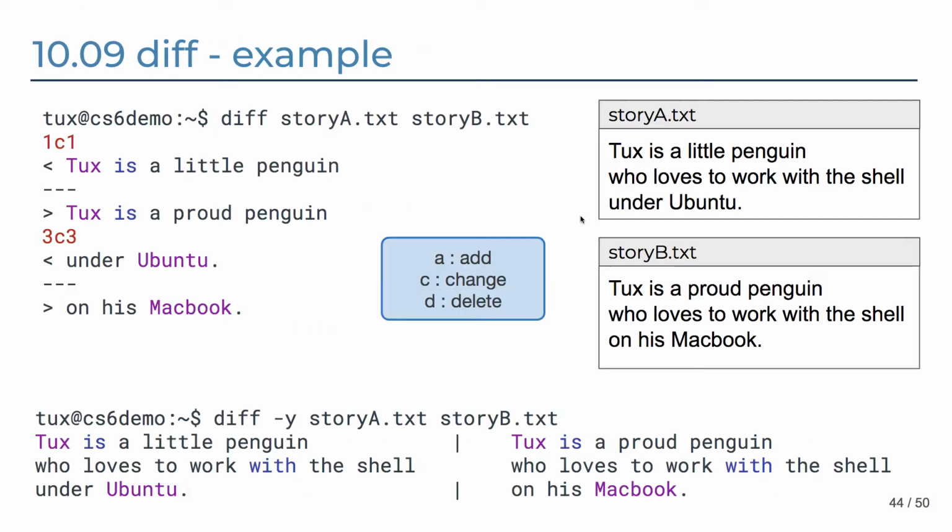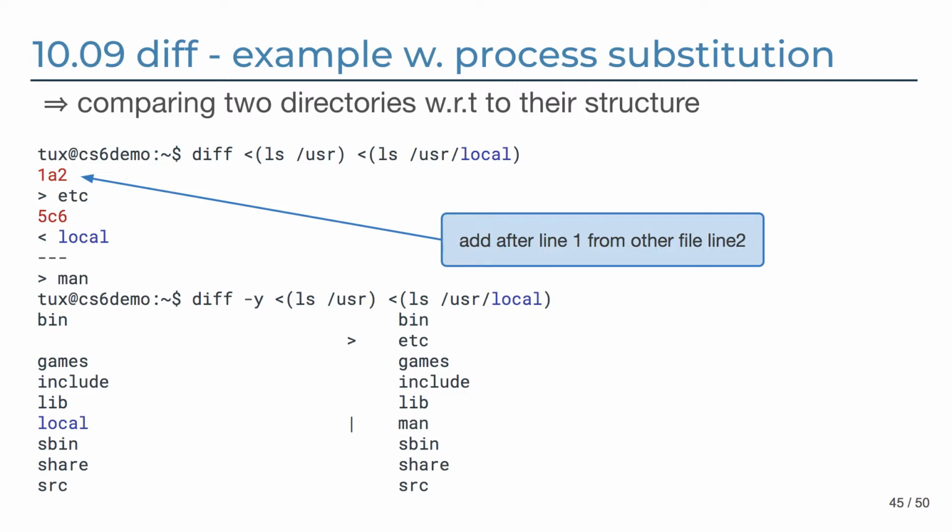All right, speaking of that, here are again a couple of examples on the slides. We did most of them in the terminal anyways. We can use process substitution, for example here, when you're comparing the structure of two directories.